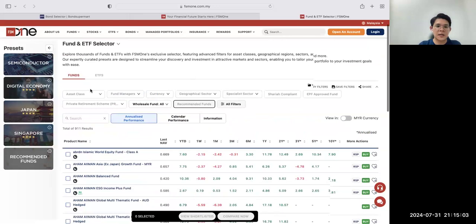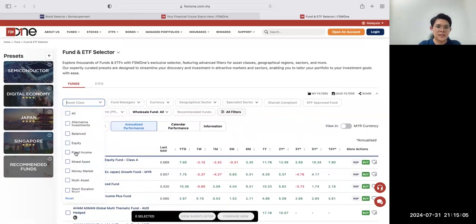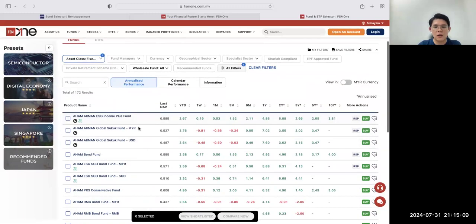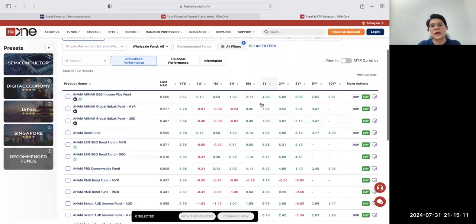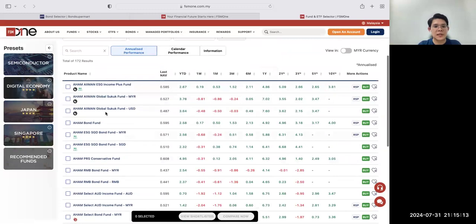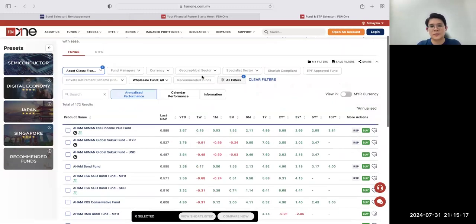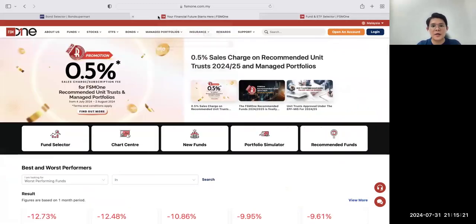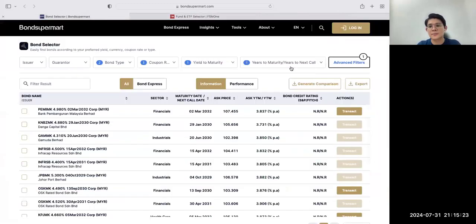So maybe you can select fixed income. When you select fixed income, all the bond funds in Malaysia will be shown here. So we can see which bond fund you would like to invest in. So this is the platform that we can utilize. That is a free one. FSM1 and the bond supermarket.